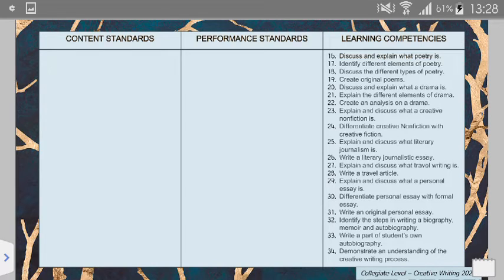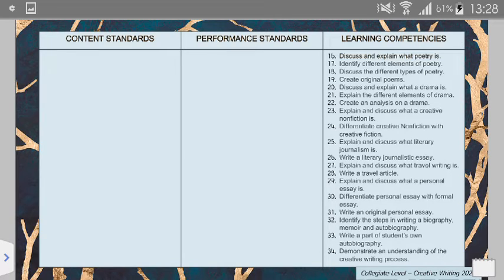For our next lesson, personal essay, we can discuss what a personal essay is and the formal essay, definitions, and subjects for personal essay. Learning competencies are: explain and discuss what a personal essay is, differentiate personal essay from formal essay, and write an original personal essay.